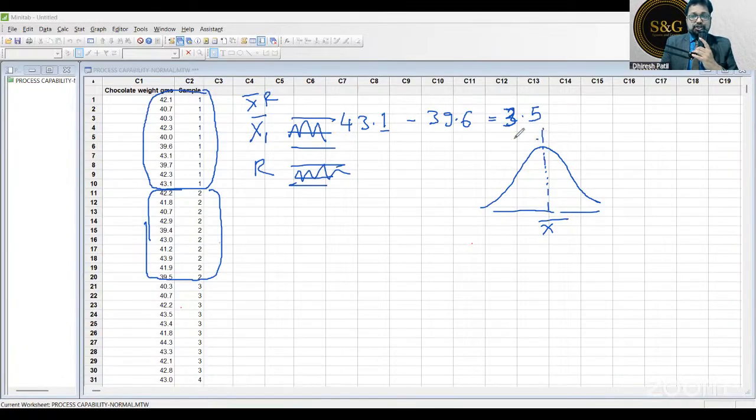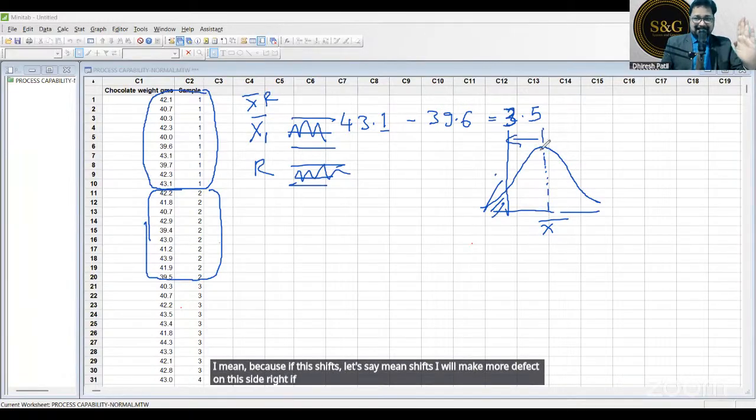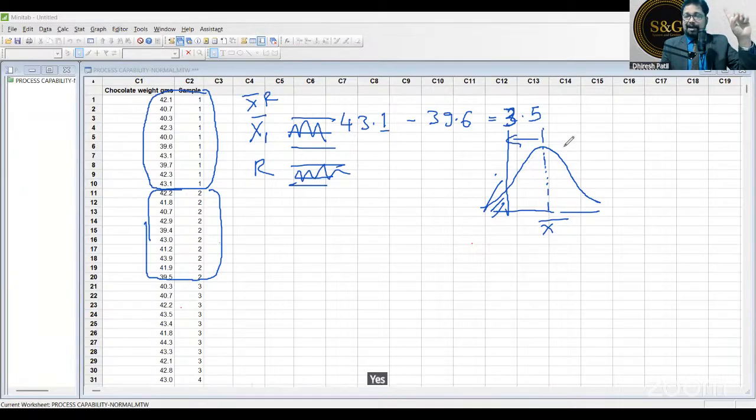Because if the mean shifts, I will make more defects on this side, right? If the mean shifts on this side, I will get more defects on one side. Yes or no? Everybody understood this?